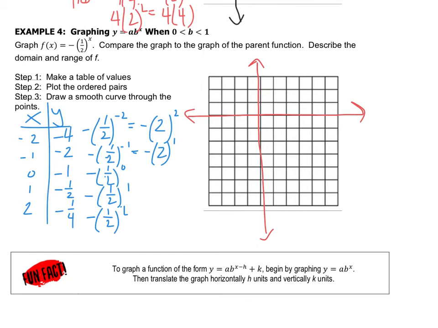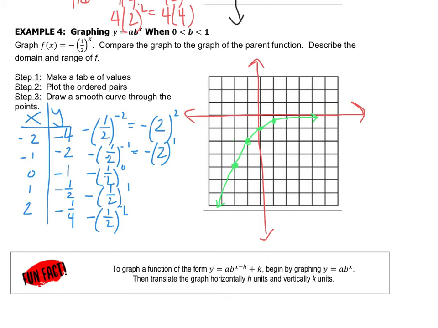And then if I start plotting my points, -2, -4 would be right there. -1, -2 would be right there. 0, -1, 1, -1/2, 2, -1/4. And again, if I draw this as smooth a curve as I can, and we would want to put arrows on both sides because it is going to keep going, my graph's going to look something like this.